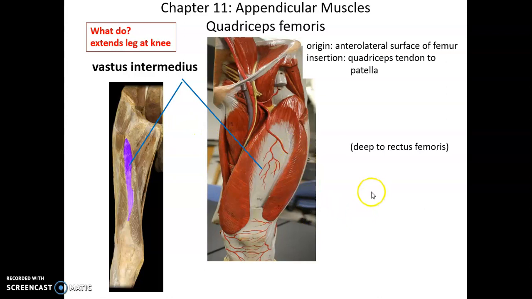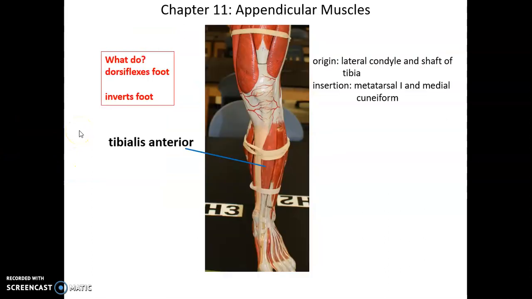And then if you remove rectus femoris, underneath it is vastus intermedius. Vastus intermedius has its origin in the anterior lateral surface of the femur, and it inserts into the quadriceps tendon leading to the patella. And it also extends the leg at the knee. So all four muscles of the quadriceps femoris muscle group are able to extend the leg at the knee, but the rectus femoris muscle can also flex the thigh at the hip.